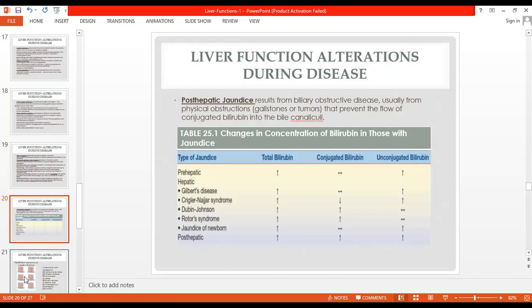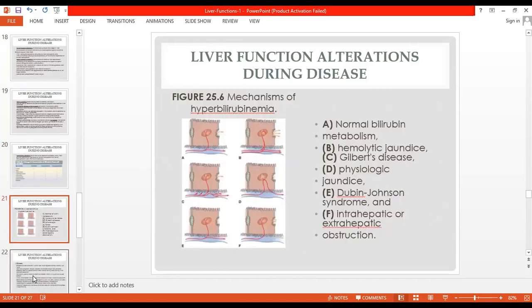The laboratory findings for bilirubin and its metabolites in the above mentioned types of jaundice are summarized in table 25.1. In figure 25.6 is the mechanism of the hyperbilirubinemia. Letter A is the normal bilirubin metabolism. B, hemolytic jaundice. C, Gilbert disease. D, physiologic jaundice. E, Dubin-Johnson syndrome. And lastly, the intrahepatic or extrahepatic obstruction.